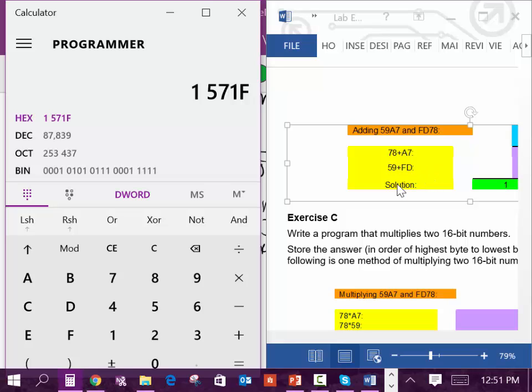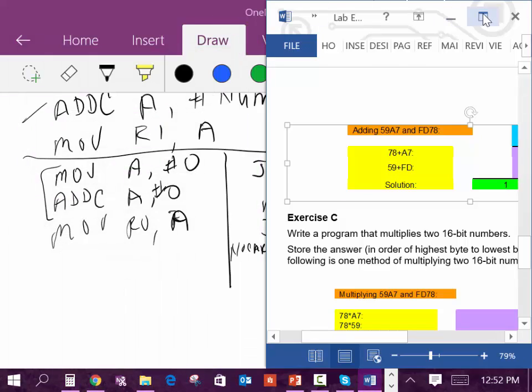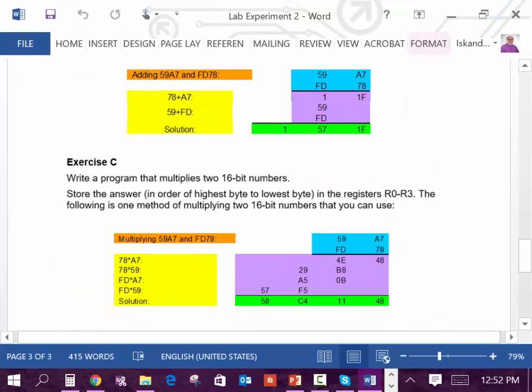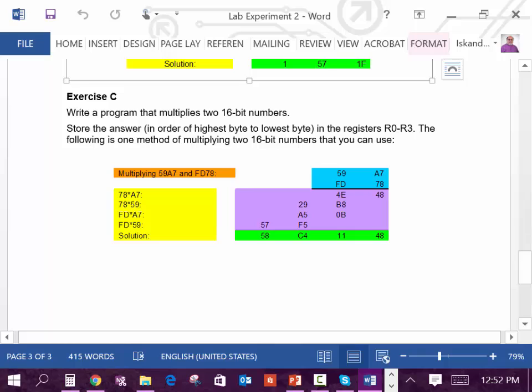And then we look to see if there's a carry out from that second addition. We could do that by adding 0 plus 0, using add with carry, or we can use the jump no carry to get around adding the 1 right there. So that's the way we would do the second part. The third part is much more difficult.